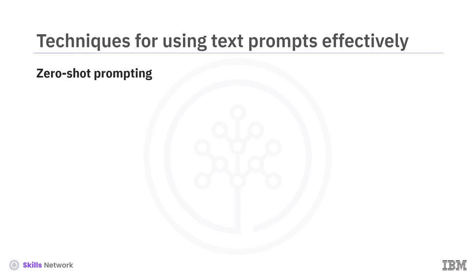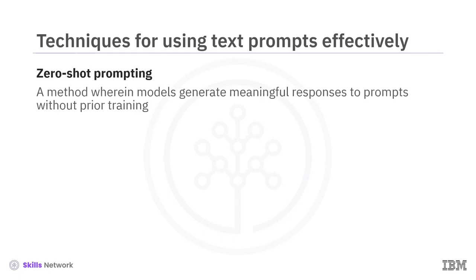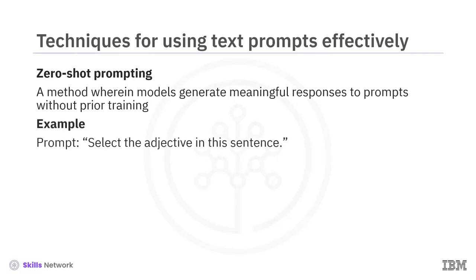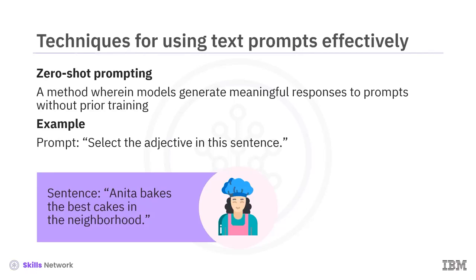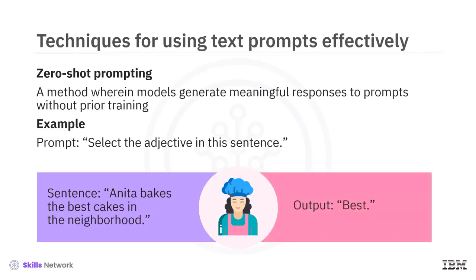Did you know that LLMs today, trained on large amounts of data and tuned to follow instructions, can perform tasks zero-shot? Zero-shot prompting is a method using which generative AI models generate meaningful responses to prompts without needing prior training on these specific prompts. For example, the prompt could be, "Select the adjective in this sentence." The sentence is, "Anita bakes the best cakes in the neighborhood." The output here would be "best."